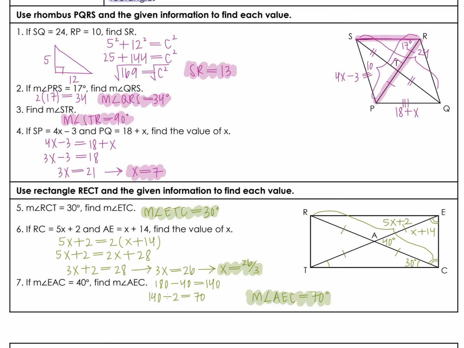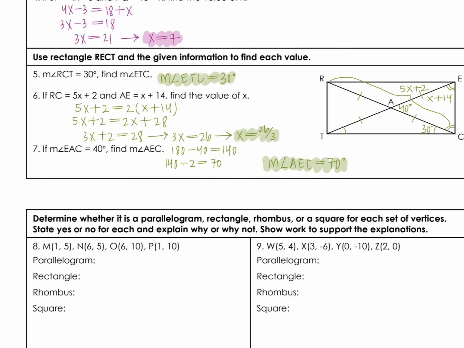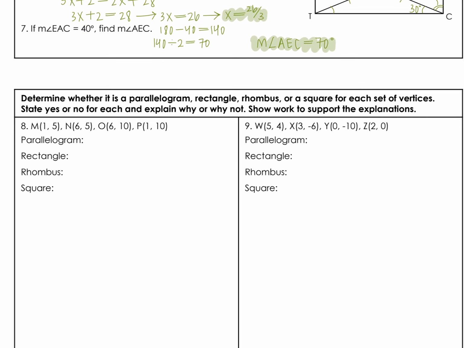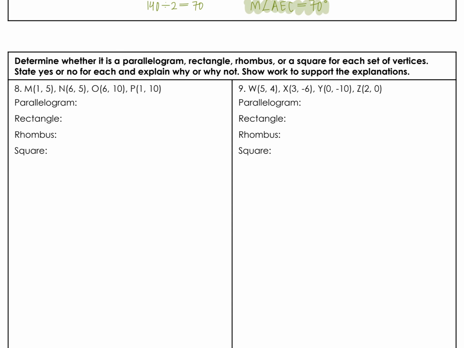All right, so now we're going to move into the back side. And these problems are slightly different. Okay, so I'll read it and then I'll zoom in. But we have determined whether it is a parallelogram, rectangle, rhombus, or a square for each set of vertices. State yes or no for each and explain why or why not. Show work to support the explanations.